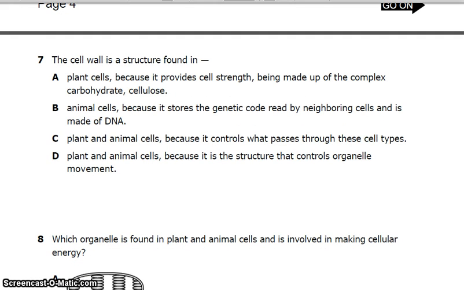Question 7. The cell wall is a structure found in plant cells because it provides cell strength, being made up of a complex carbohydrate, cellulose. Animal cells because it stores the genetic code read by neighboring cells and is made of DNA. Plant and animal cells because it controls what passes through these cell types. Plant and animal cells because it is the structure that controls organelle movement.